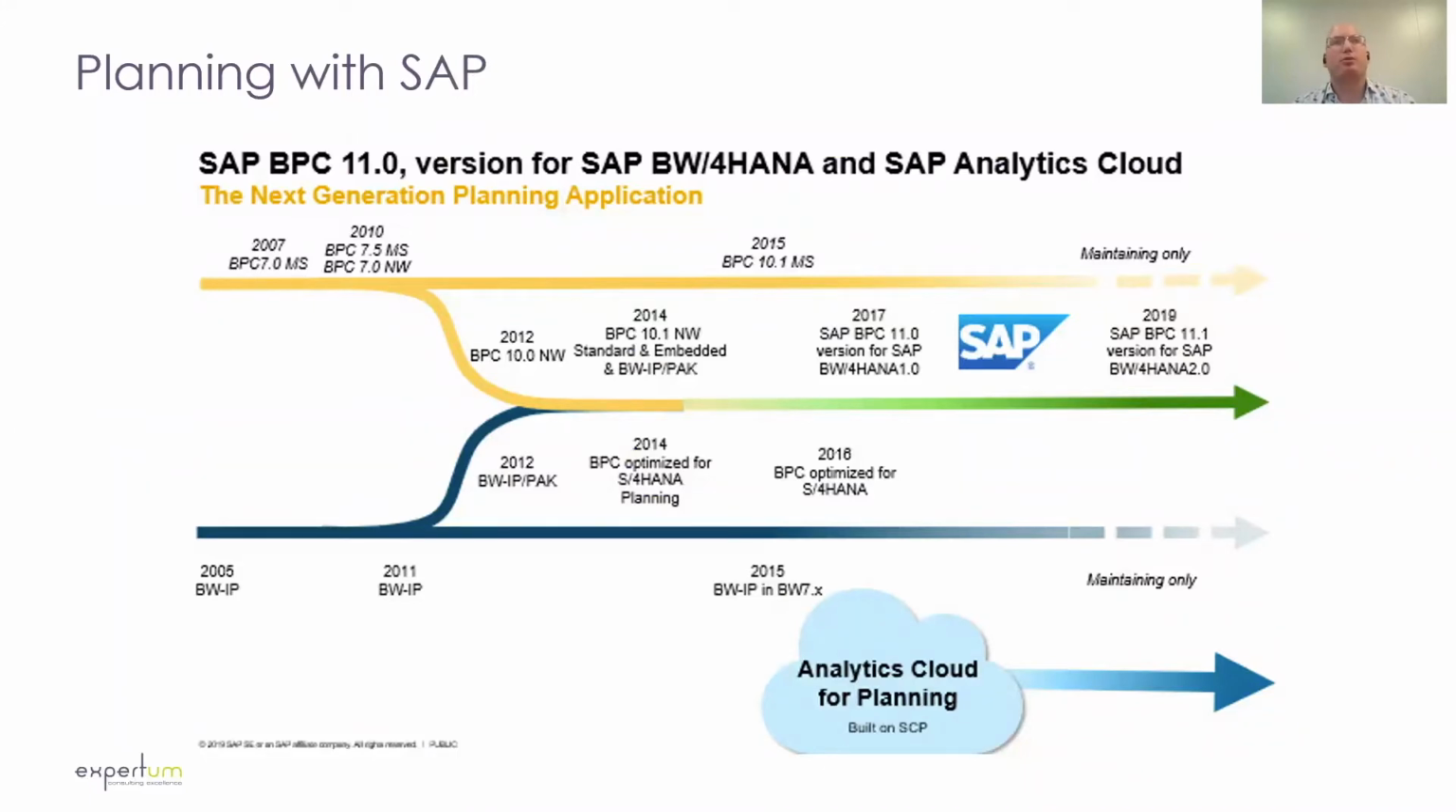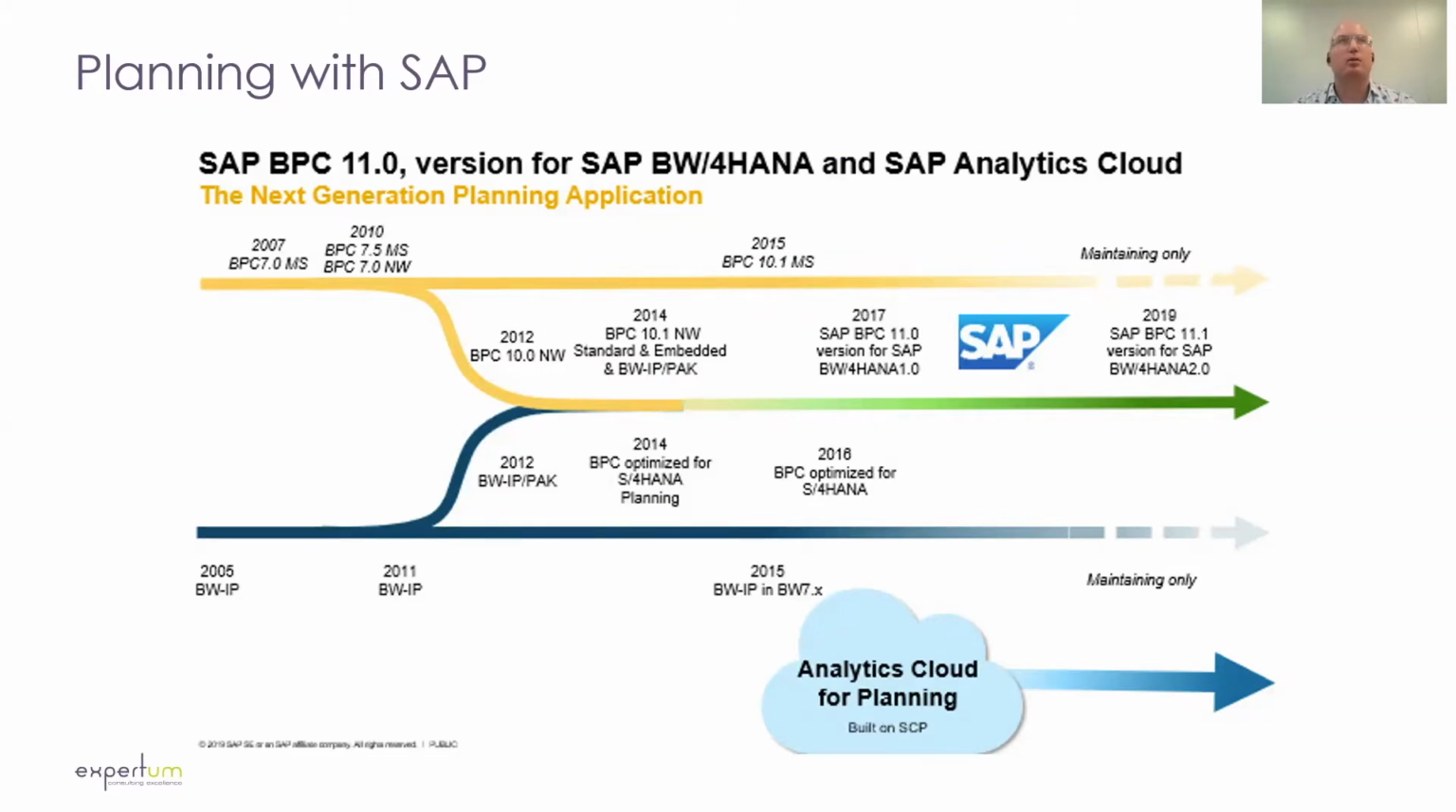The 7.5 combined with the BWIP solution that SAP already had was pushed into a BPC 10.0 version on NetWeaver, which in the end was, well, currently it's the BPC 11.1 version on SAP BW for HANA 2.0. And next to that, since a few years, we have Analytics Cloud for Planning, currently rebranded as SAP Analytics Cloud. So that is what we're coming from.